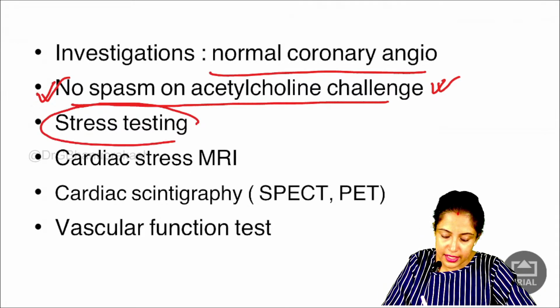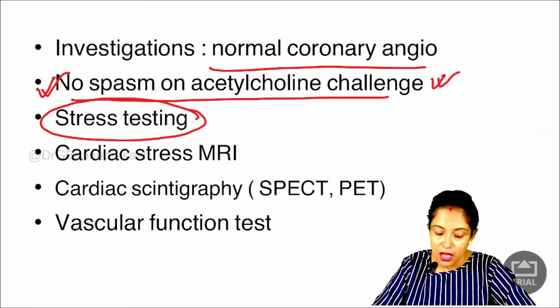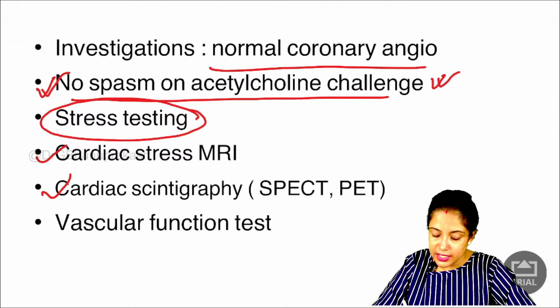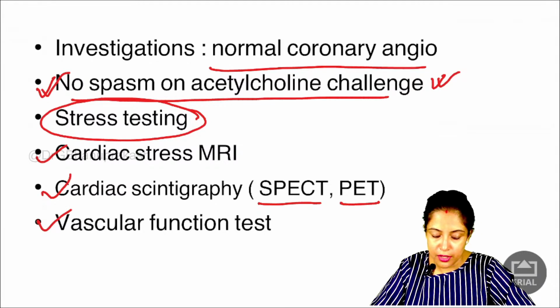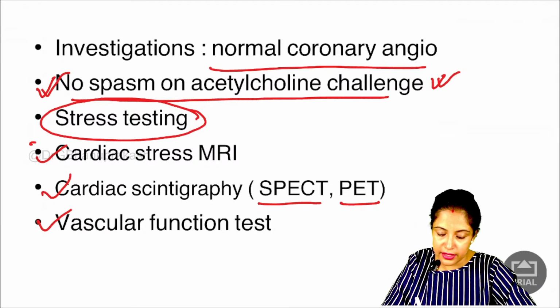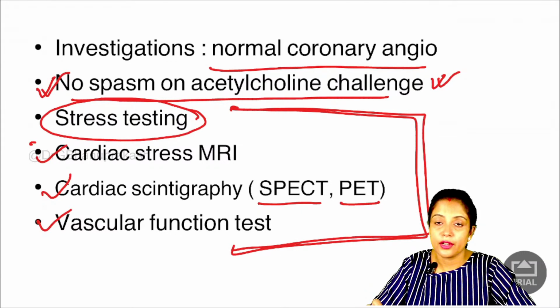Stress testing is important. It can be diagnosed with stress testing. Cardiac scintigraphy, SPECT or PET scan can be done to diagnose the ischemia in the myocardium, and vascular function test. So these are the diagnostic tests for microvascular angina.